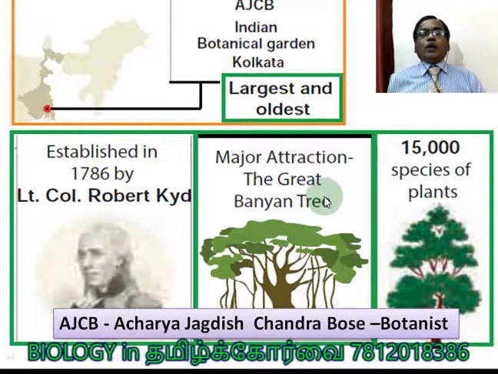AJCB, Indian Botanical Garden, Kolkata. AJCB means Acharya Jagadish Chandra Bose. He is a botanist, and this person, Lieutenant Colonel Robert Kyd, established the AJCB, Indian Botanical Garden, Kolkata in 1786. Major attraction, the Great Banyan Tree. 15,000 species of plants are there, and it is the largest botanical garden in India and also the oldest one.